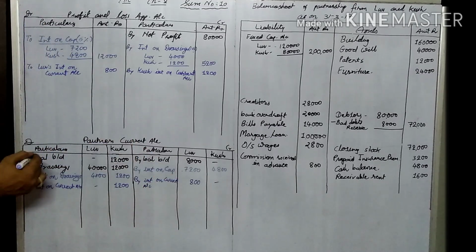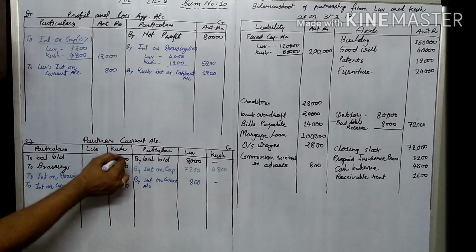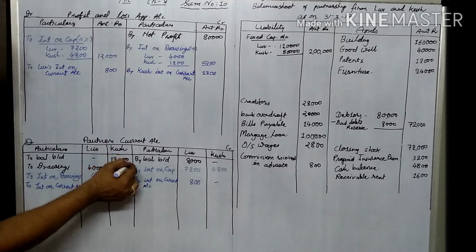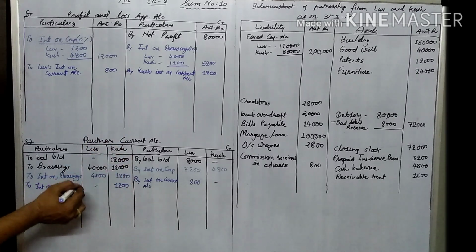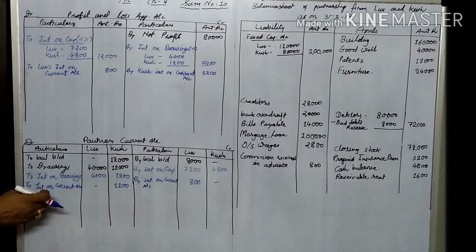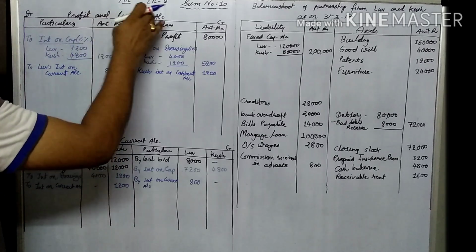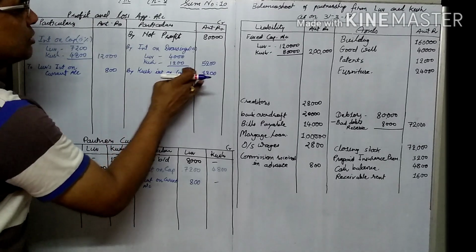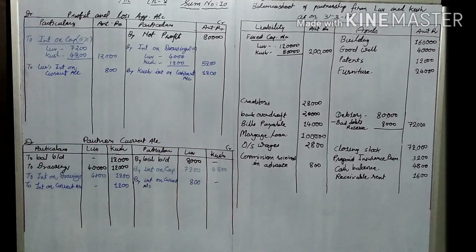Now, Kush's current account balance is debit. So debit balance 12,000 is there. 10% interest on current account is 1,200. Now the cross entry is partners profit and loss account credit side, Kush interest on current account 1,200.